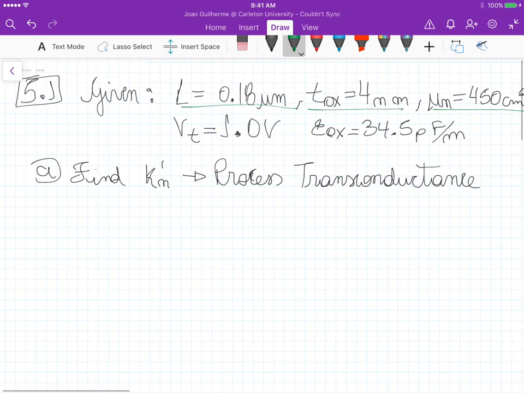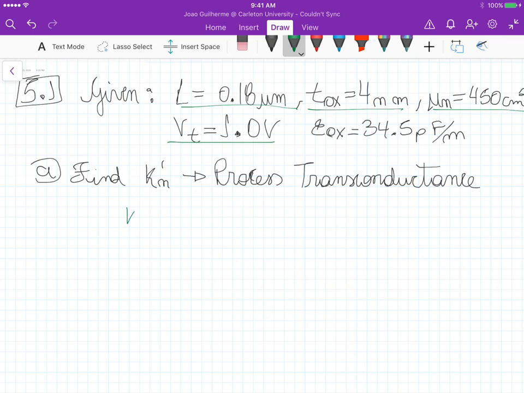We have a threshold voltage of 1 volt, and notice that we are using small t now to not confuse you with the thermal voltage. Remember from the BJT we were using VT, capital V capital T, as 25 millivolts, so now it's the threshold voltage. We also know that the oxide permittivity is 34.5 picofarad per meter. In part A we need to calculate the process transconductance.